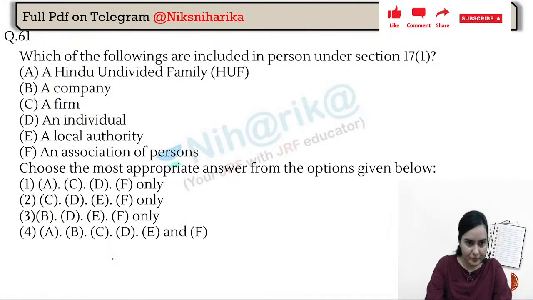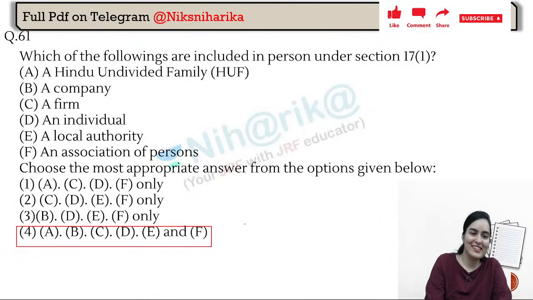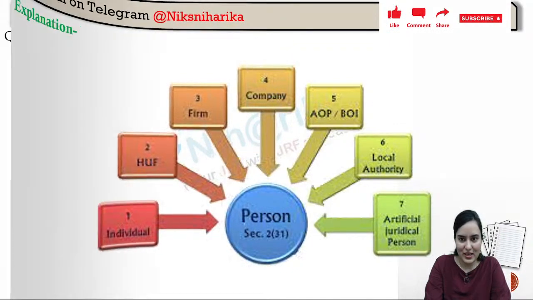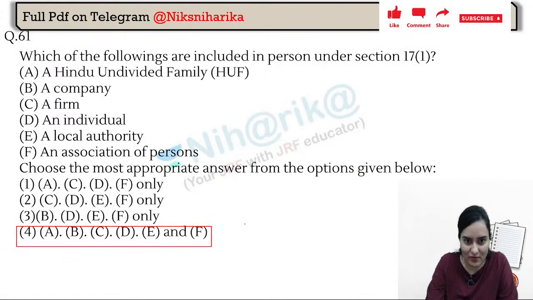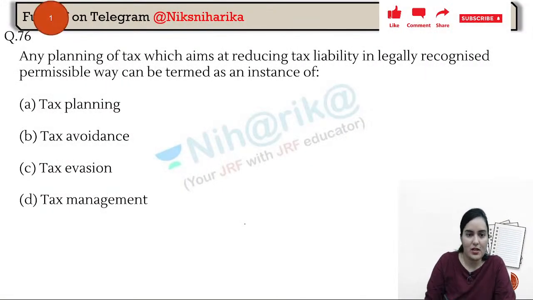Understood? Okay. Now, which of the following are included in the person under section 17.1? Just the definition of person. A direct question, very direct from the notes. I have seen all. Shall we just close our eyes and click on all? Yes, of course. Don't overthink. Okay. Next one. These we have done in section 2, subsection 31 also, and we have done in section 17(1) also. Basically, different acts define different sections and the definition of person in their sections. This is also a direct question.